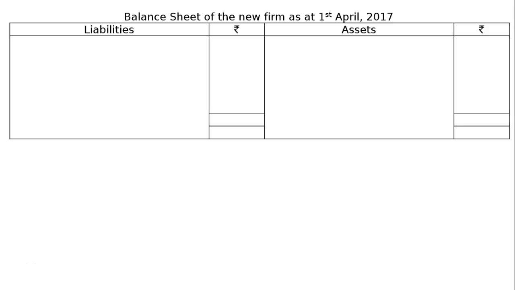We have to start from the asset side. The first one is land and building rupees 5,000, as the land and building is to appear in the same value as given in the book. And the next one is sundry debtors 20,000, and the debtors are all good, hence no provision will be there.